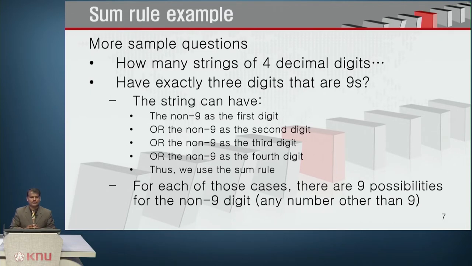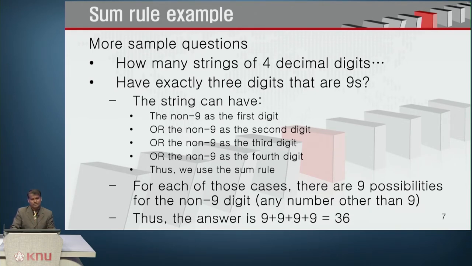In this case, for each of these cases there are 9 possibilities for the non-9 digit, any digit other than 9. So that's the string that we talk about here. We have 9 plus 9 plus 9 plus 9 possibilities, because we always look for a non-9 digit, and there are 9 possibilities of picking a non-9 digit, and we need 4 positions. That's it. 9 plus 9 plus 9 plus 9 is 36.